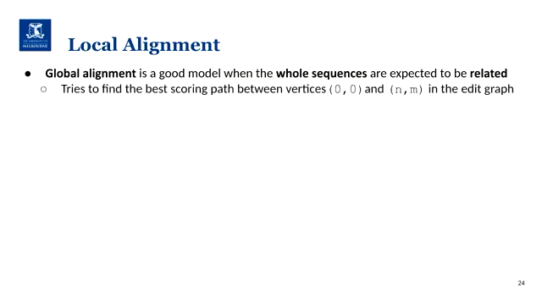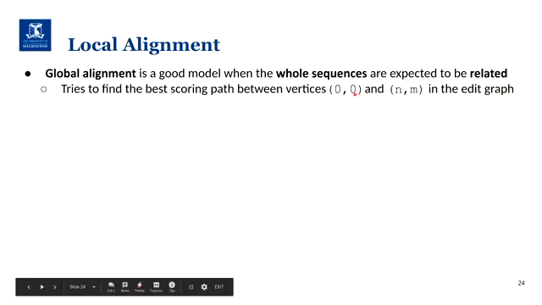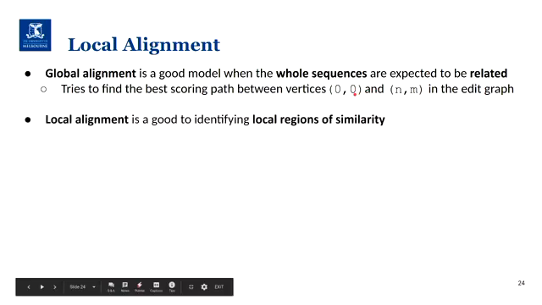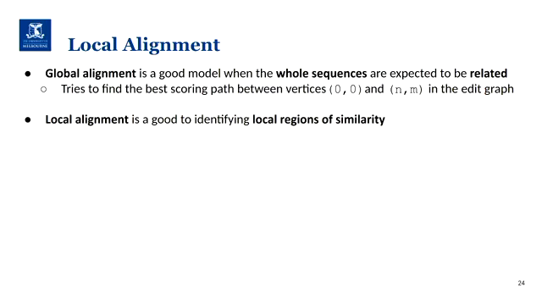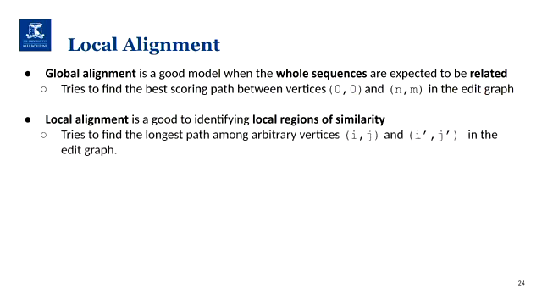And when you look at that path matrix, it's going to find the best scoring path between the top left and the bottom right corners. While local alignment is very good to identify local regions of similarity, and it will try to identify the longest path among the arbitrary sets of vertices on that same edit graph. So it's a derivation from Needleman-Wunsch.